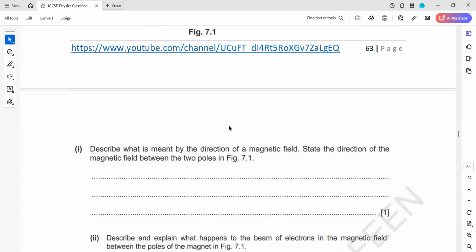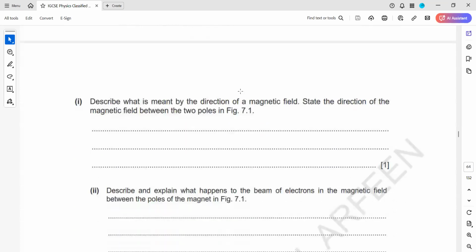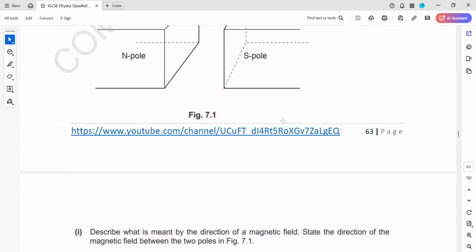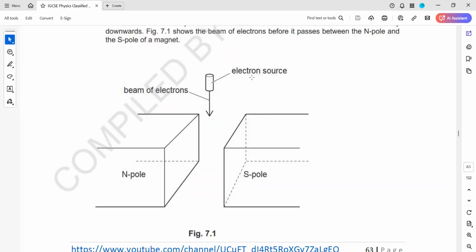Describe what is meant by the direction of a magnetic field and state the direction of the magnetic field between the two poles. What is the meaning of the direction of a magnetic field? The direction of a magnetic field is the direction of the force on the north pole. No, the question is to state the direction of a magnetic field. What is the meaning of the direction of a magnetic field?